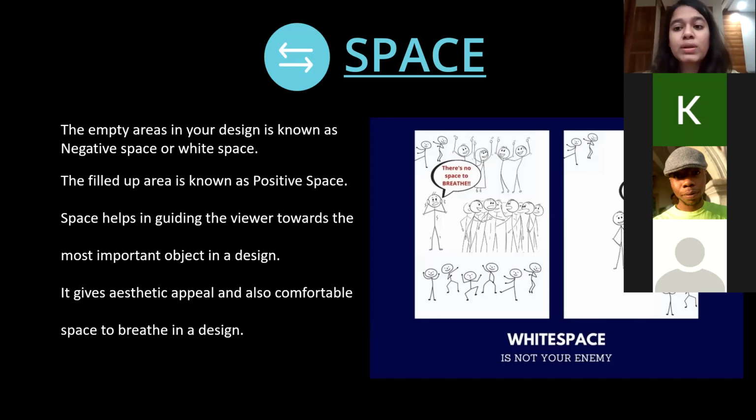But in the next picture, you know that the center of attraction is the person who is standing right in the middle and there is enough space around him. That is where you will be looking first. So the white space is known as the negative space, which is actually unoccupied in a design. It is empty. And the positive space is that part of the design which is covered up by elements or by objects of a design. So space helps in guiding the viewer towards the most important object in a design, and it gives aesthetic appeal and also comfortable space to breathe in a design.